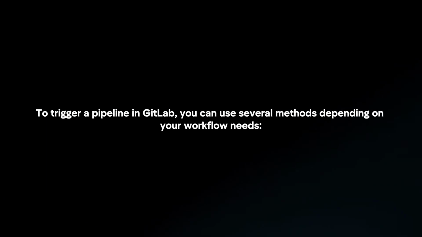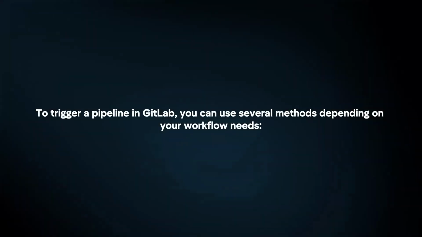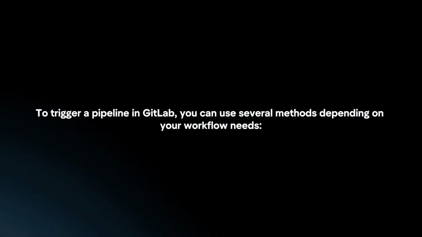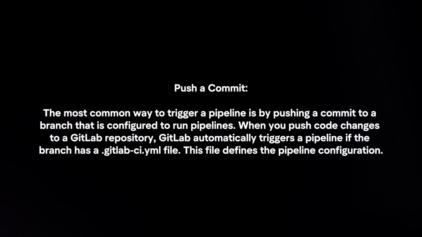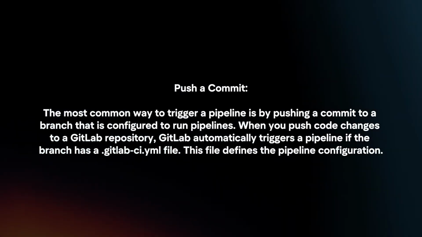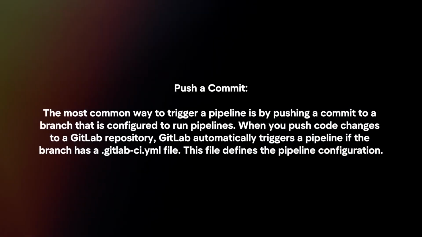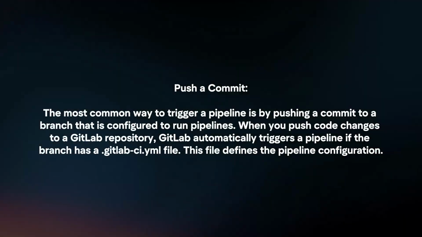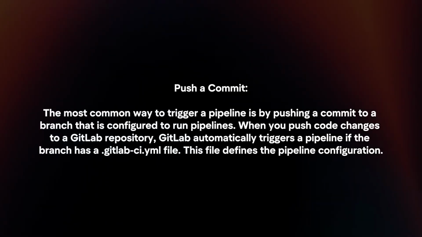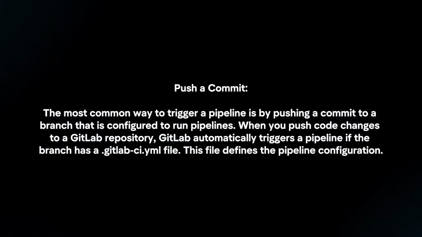To trigger a pipeline in GitLab, you can use several methods depending on your workflow needs. Push a commit. The most common way to trigger a pipeline is by pushing a commit to a branch that is configured to run pipelines. When you push code changes to a GitLab repository, GitLab automatically triggers a pipeline if the branch has a .gitlab-ci.yml file. This file defines the pipeline configuration.